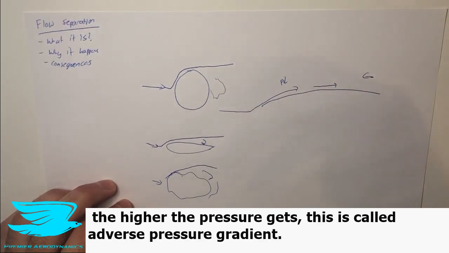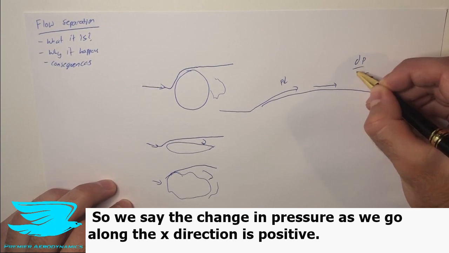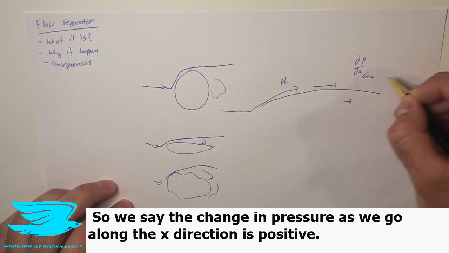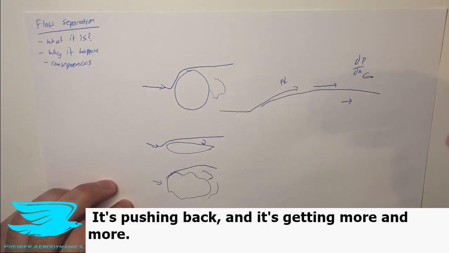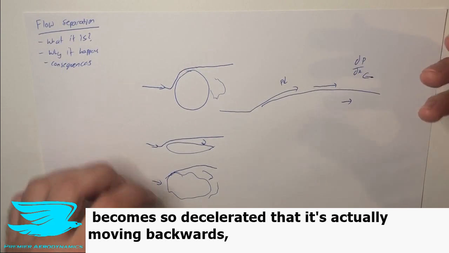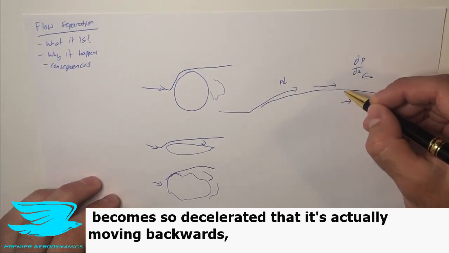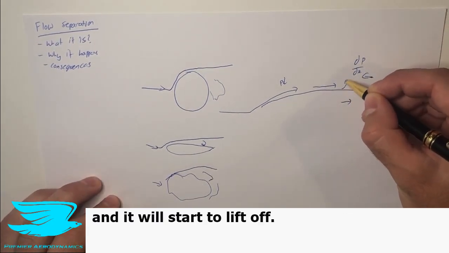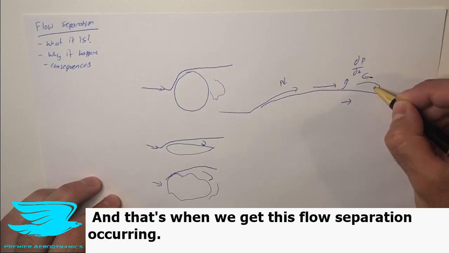This is called an adverse pressure gradient. So we say the change in pressure as we go along the x direction is positive. It's pushing back and it's getting more and more. It gets to a point where the flow very close to the wall becomes so decelerated that it's actually moving backwards, and then it will start to lift off. And that's when we get this flow separation occurring.